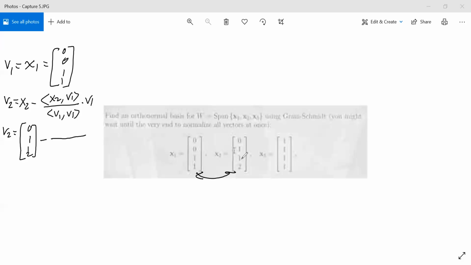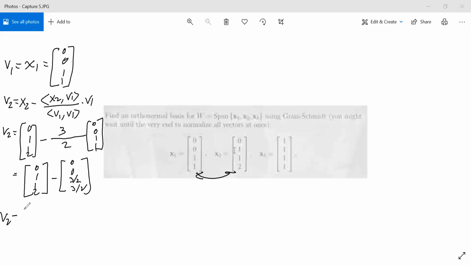The first component is 0. The second one is 0. So 1 plus 2 is 3. And the inner product of V1 with V1, you just square each component and add it. That's going to be 2. And then times V1, which is 0, 0, 1, 1. Now you got this vector, 0, 1, 1, 2, minus 3 over 2 times V1, so we get 3 over 2 here, 3 over 2 here, then subtract. So V2 is going to be 0 here, 1 here, 1 minus 3 over 2 is a half, 2 minus 3 over 2 is a half.